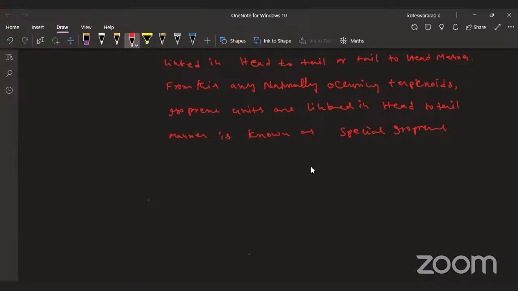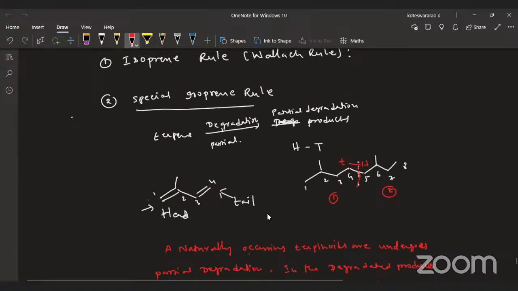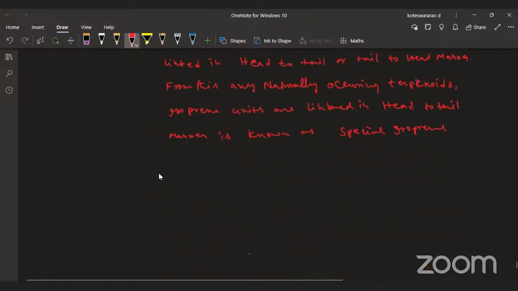That means these two rules explain the structural organization of terpenes and terpenoids. In the first, all the terpenes and terpenoids are constructed from isoprene units. That is the isoprene rule. In the second, in all naturally occurring terpenoids and terpenes, isoprene units are linked in a head to tail manner. That is the special isoprene rule. Next, the third rule is the gem dialkyl rule.